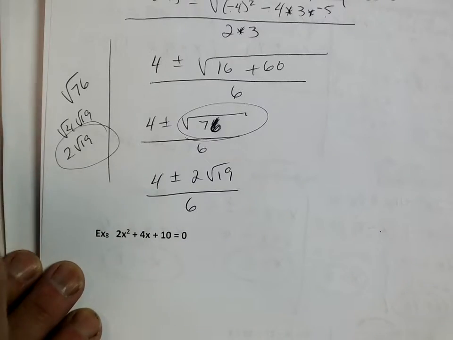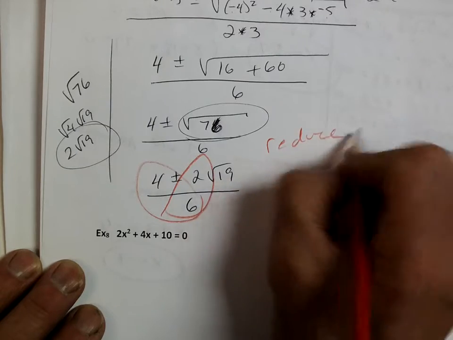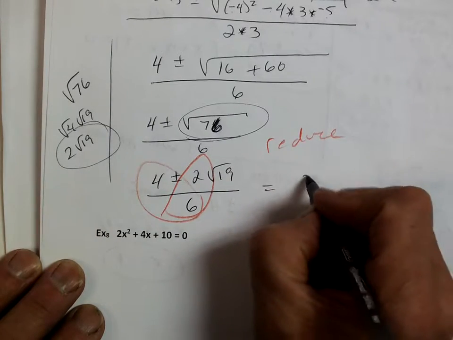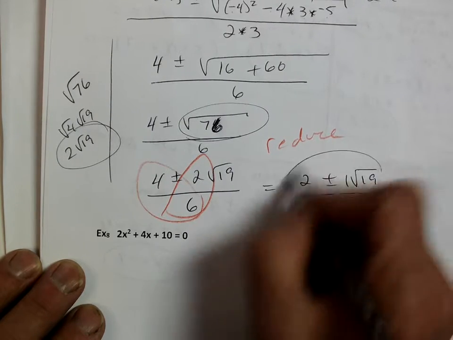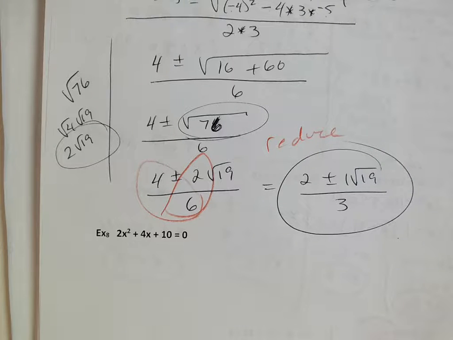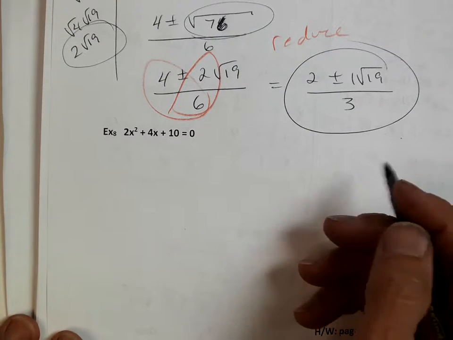And then, as a last move, I'm going to reduce my whole numbers and rewrite it as 2 plus or minus 1 square root of 19 over 3. Okay? Go ahead and take a look at that. I just reduced the whole numbers, but you've got to reduce all the whole numbers, right? I just divided by 2. Everything? Yeah, all the whole numbers. Not the 19, because it's a square root. Okay, example 8.